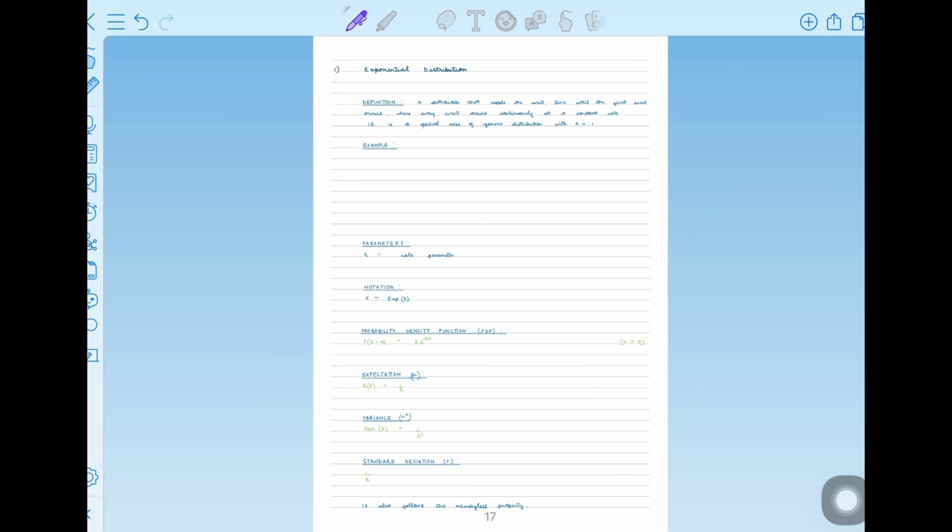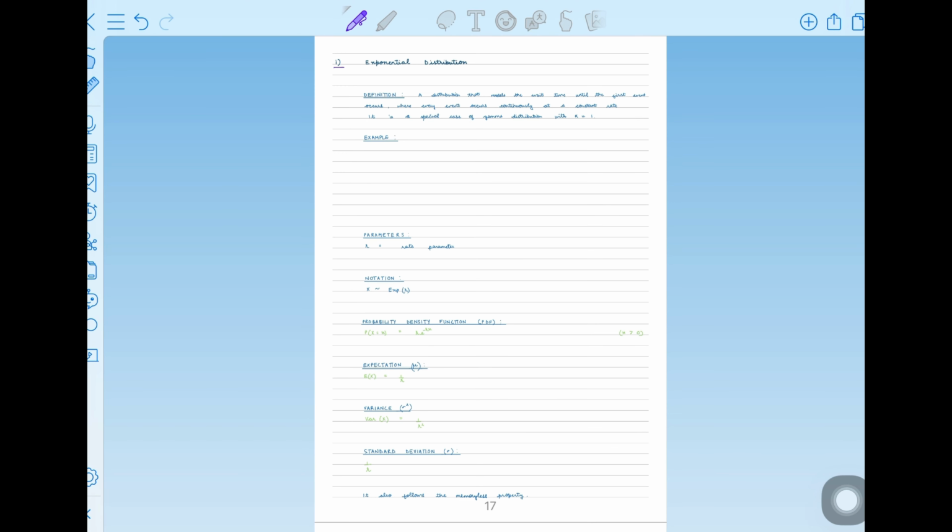We start with exponential distribution. This distribution models the wait time until the first event occurs, where every event occurs continuously and at a constant rate. Here, alpha is equal to 1.